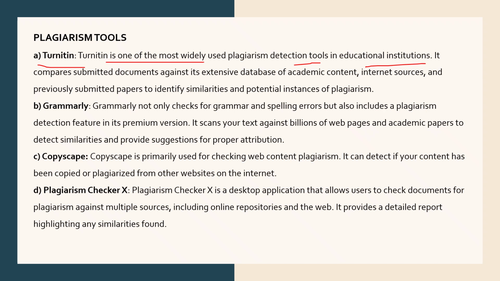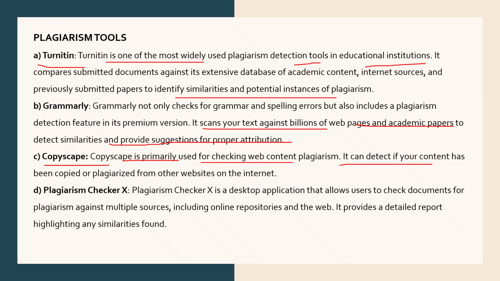It compares submitted documents against its extensive database of academic content, internet sources, and previously submitted papers to identify similarities and potential instances of plagiarism. Grammarly not only checks for grammar and spelling errors but also includes the plagiarism detection feature in its premium version. It scans your text against billions of web pages and academic papers to detect similarities and provide suggestions for proper attribution. Copyscape. Copyscape is primarily used for checking web content plagiarism. It can detect if your content has been copied or plagiarized from other websites.